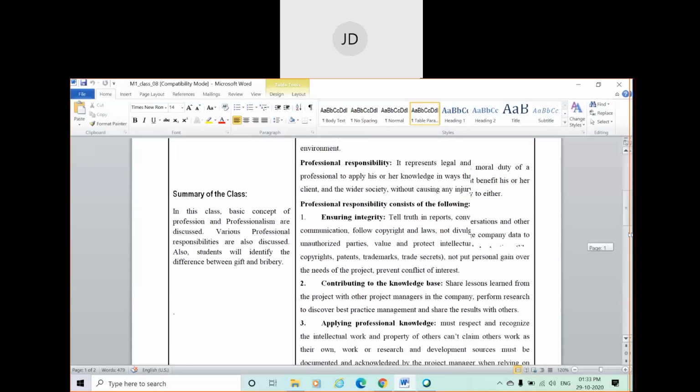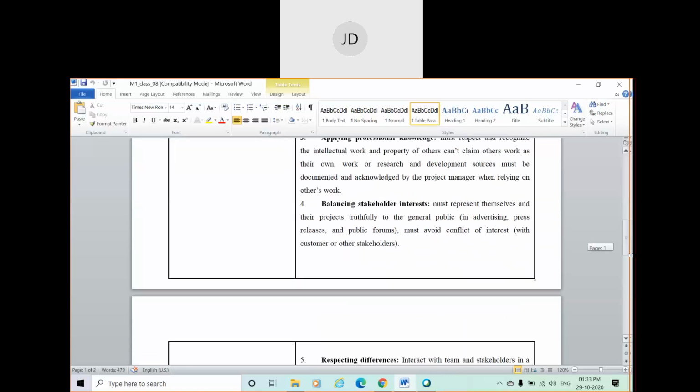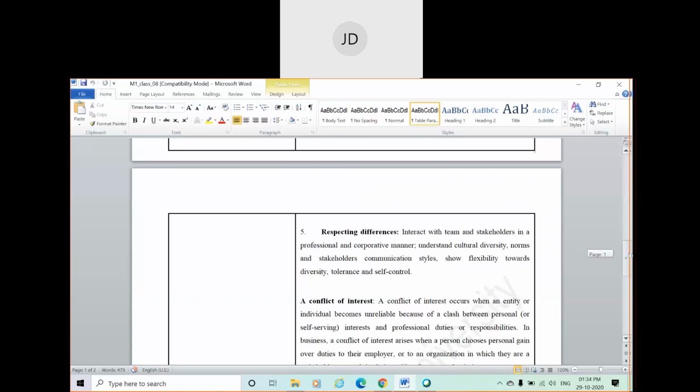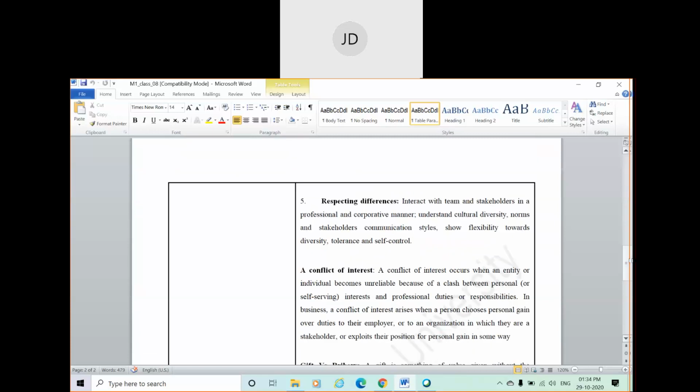Fine. Let's go to the next content, that is conflict of interest. I already discussed with you when a conflict of interest will occur: when your personal interest dominates the interest of the society, then a conflict of interest comes into the picture.